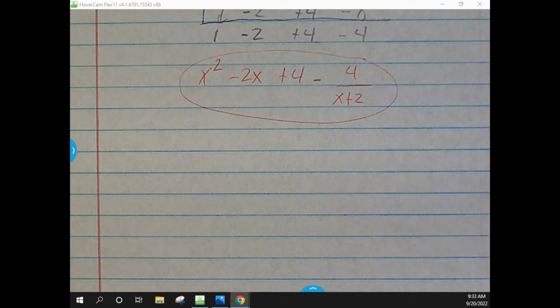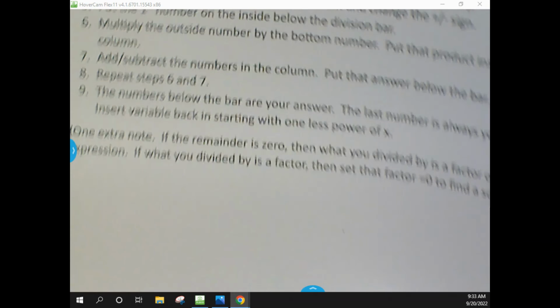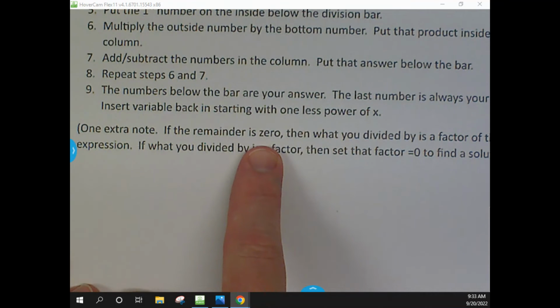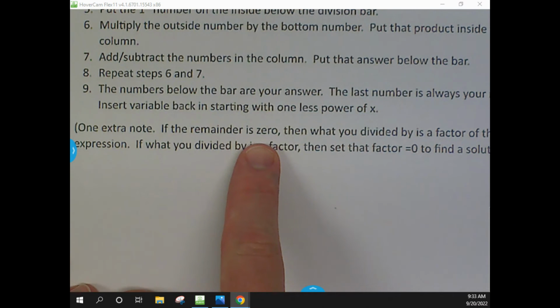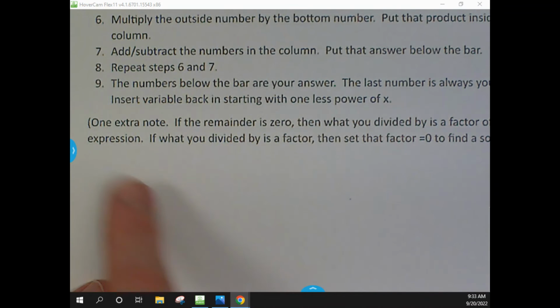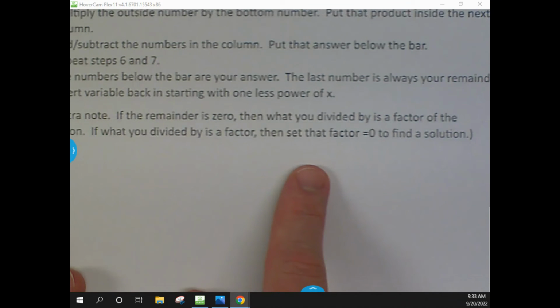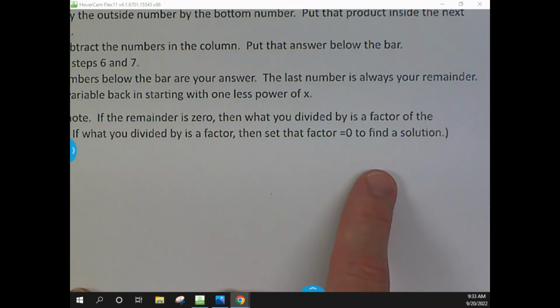Okay, and then the only last couple of things that we have are more like a couple of details to make sure that you got it. I think this is also on the sheet that's here. At the end, it says one extra note: if the remainder is 0, then what you divided by is a factor of the expression. And if what you divided by is a factor, you set that factor equal to 0 to find a solution. So basically, if the remainder is 0, it's a factor. And if it's a factor, then you can set it equal to 0, which can then make it a solution.